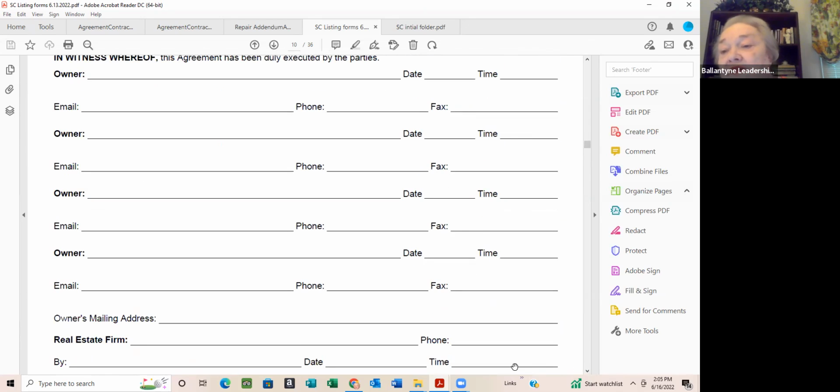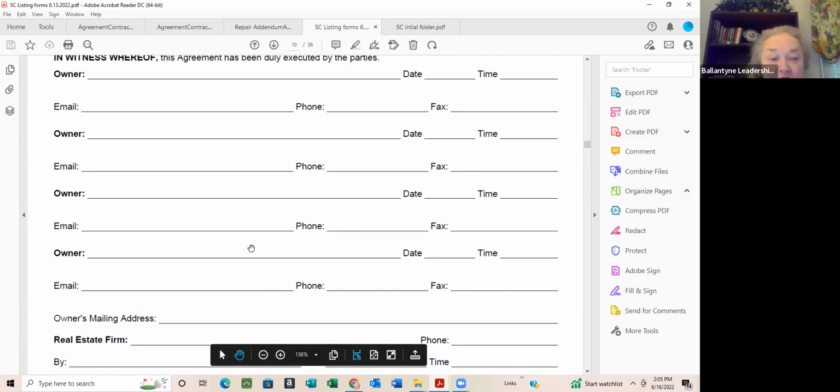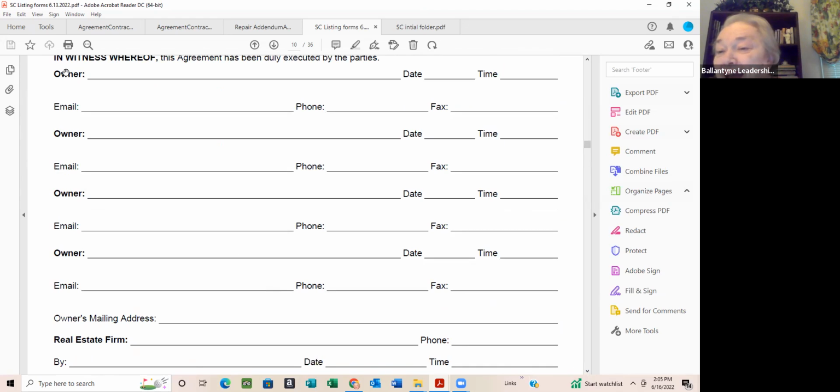Basically, they don't have an additional signatures addendum in South Carolina, but they did increase the number of spots for people to sign. You see, you've got 4 owner signatures here. So if you're dealing with an estate and you've got some heirs, you at least have 4 places for heirs to sign. I'm finding most of the time there's more heirs than that. We had one that was, I can't remember now, 27 or 31. There was an immense number of heirs that we had to get signatures on. But 4 is better than the 2 that we had before.